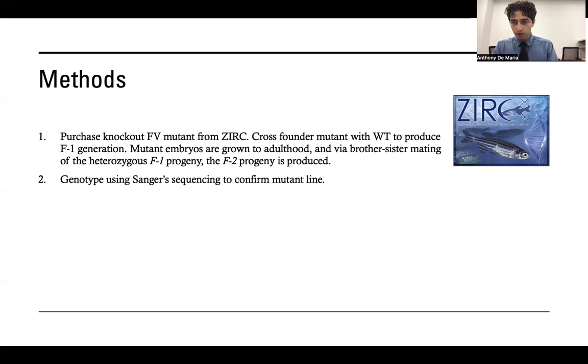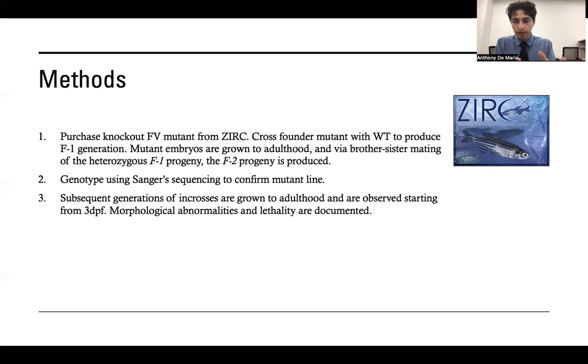Now, after the F2 progeny is produced, we genotyped that progeny to ensure that the mutation was transmitted to that generation. The whole point of making two generations was to ensure that first, the mutation is stable and second, that it's transmissible.